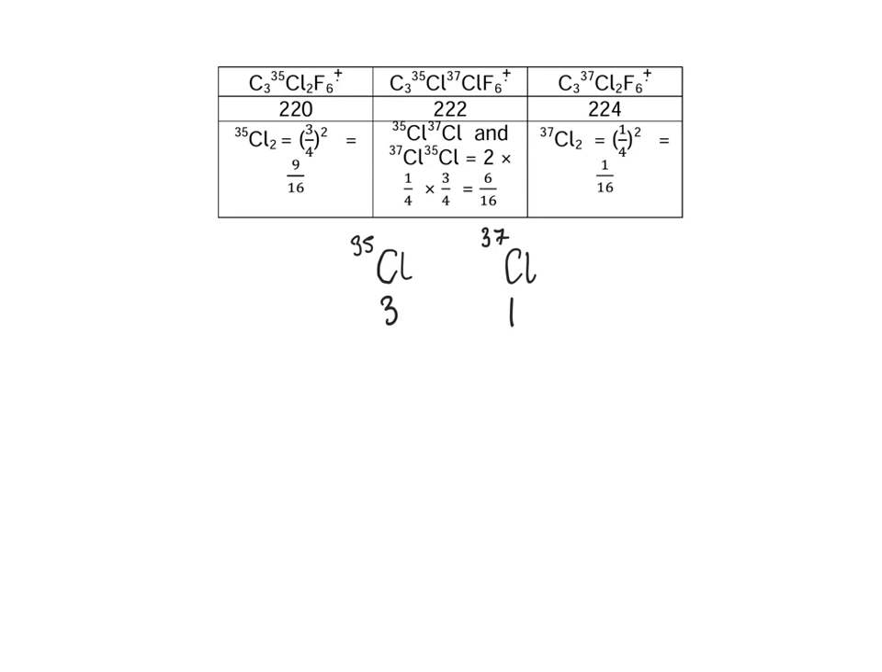So the total abundance is 4, and therefore the proportion of chlorine atoms having a mass of 35 is 3/4. So every 3 out of 4 of them will be chlorine 35. Now the rarer isotope, chlorine 37, every 1 in every 4 of the chlorine atoms will be chlorine 37. So let's work out the abundance of this molecular ion here.